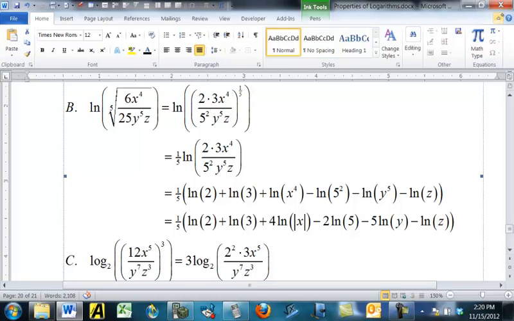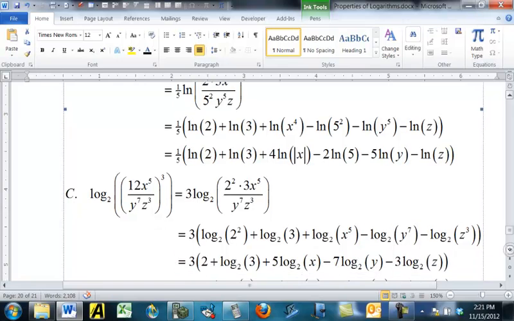Log of y to the 5th is 5 log of y. Log of 5 squared is log of the absolute value of 5, but the absolute value of 5 is 5. Log of x to the 4th is 4 log of the absolute value of x. Even power, we needed the absolute value there.